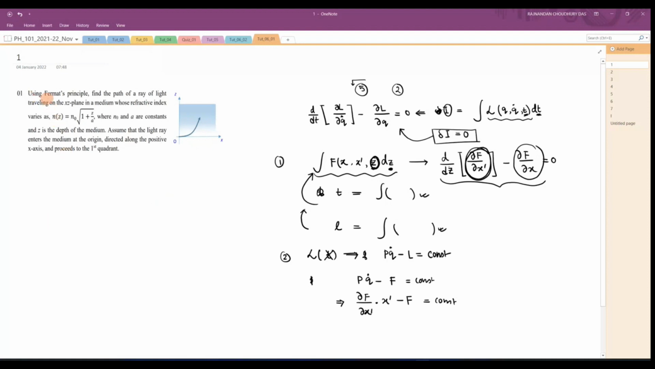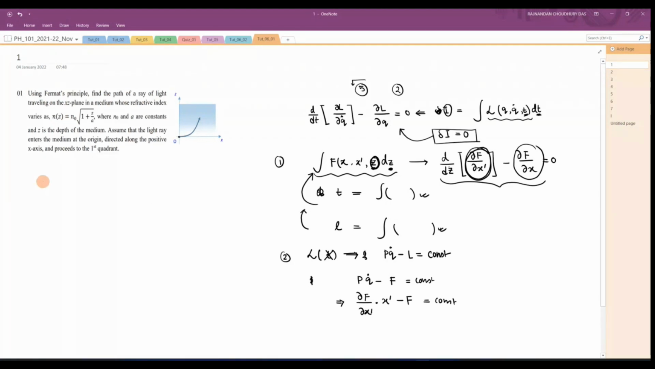Here, using Fermat's principle, we have to find the path of a ray of light traveling on the xz plane, and the refractive index is also given to us. Okay, so light enters from here and comes out this way.